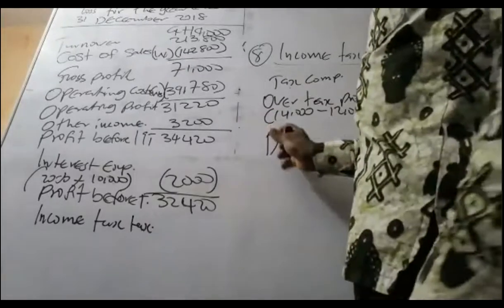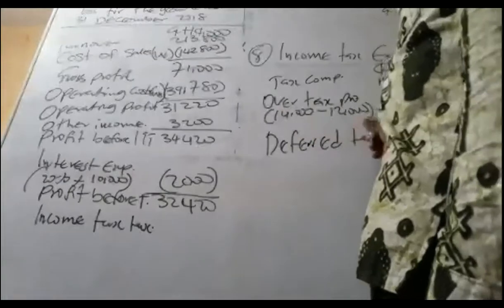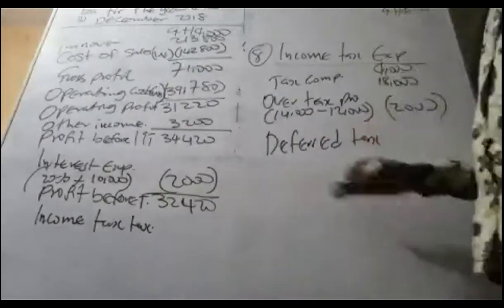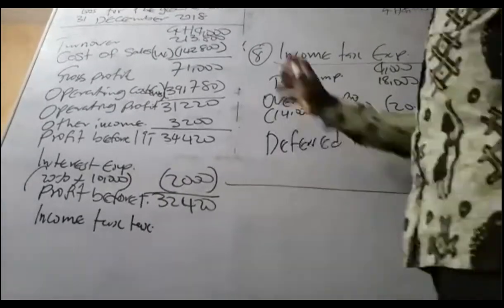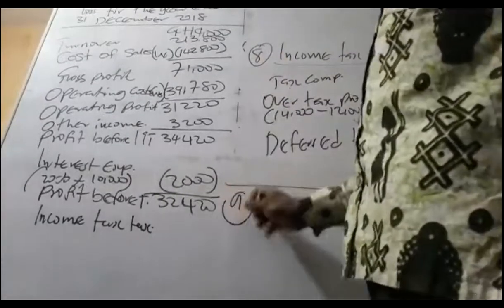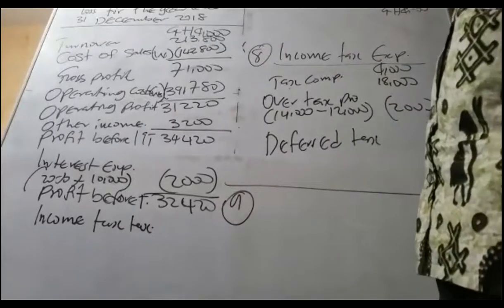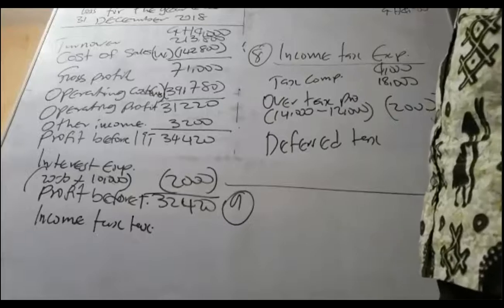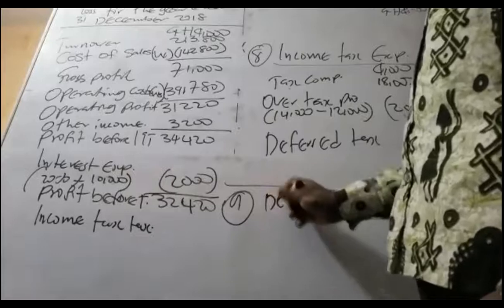What about the provision for deferred tax? So deferred tax. What do you have to do? You have to go and provide workings. Let's go and do the workings on deferred tax. So that's workings 8. Workings 9. Deferred tax.